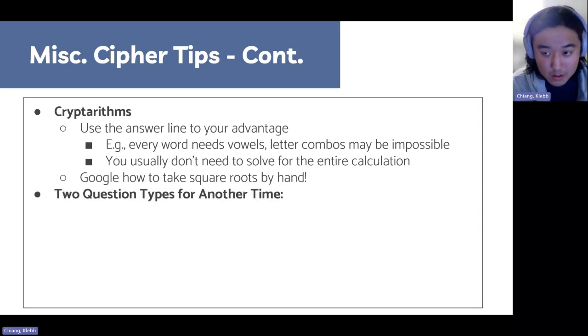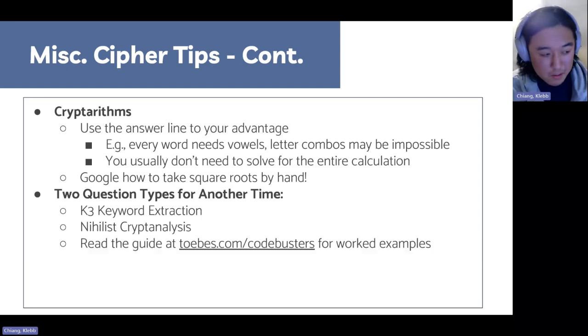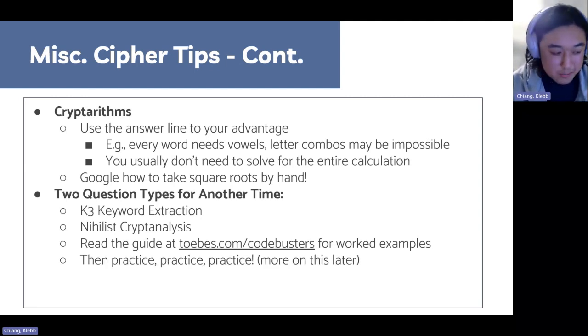Okay, there are two cipher types that I'm not going to talk about, and I apologize if you have questions about them: K3 keyword extraction for div-C and nihilist cryptanalysis. These two take a while to talk through, so I'm not going to talk about them today. Unironically, go to tobas.com/codebusters and read the cipher guide. I'm not kidding. On the homepage, there's a cipher guide linked. Go read it for some worked examples. They will explain it much better than I can in like 3 minutes. So that's my advice for that. And then just practice them.